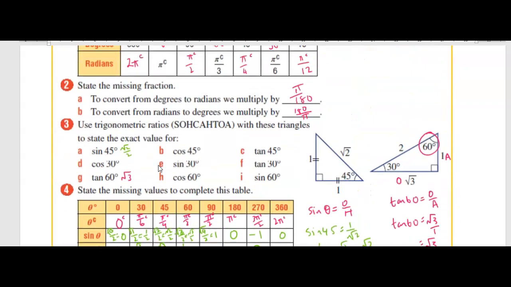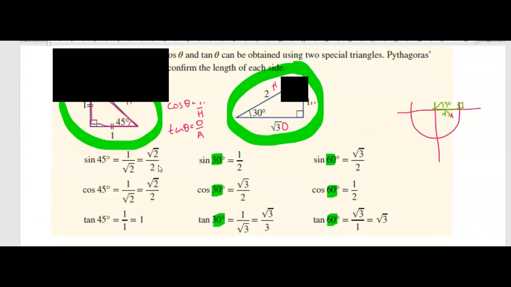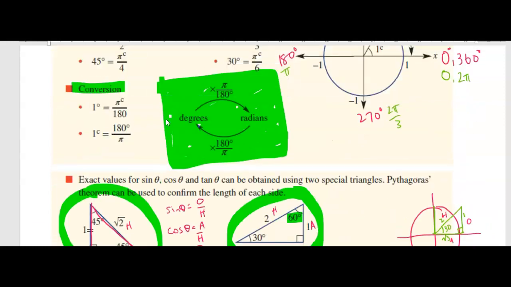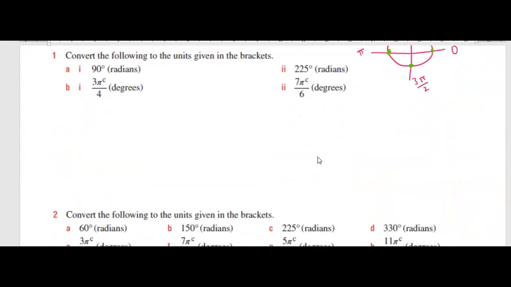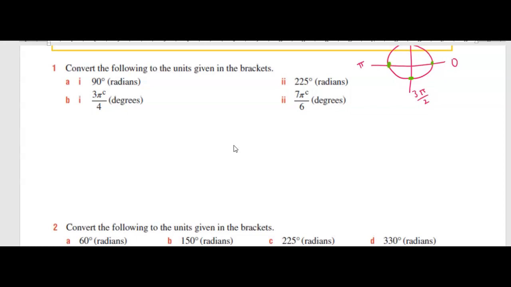So I've kept my scribble from the previous video, and this great big green symbol is what we need to remember for our conversion. So if we're going from degrees to radians, we multiply by pi on 180. And if we're going from radians to degrees, we multiply by 180 on pi. Okay, so even though you might remember 90 degrees is the same as pi on 2 radians, let's just do the conversion properly.